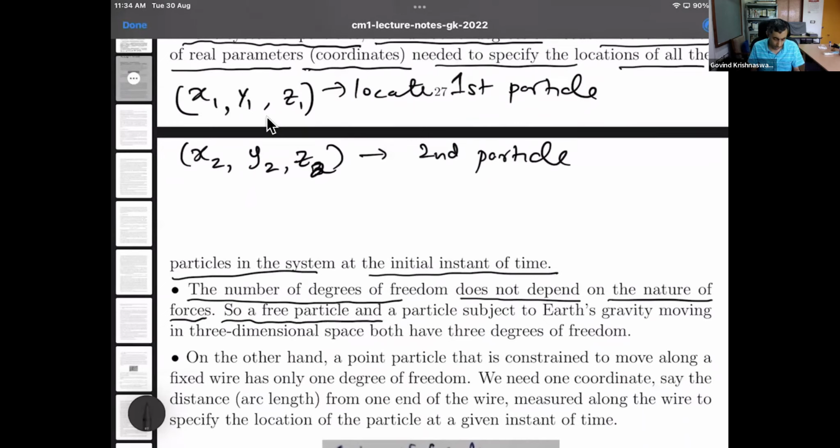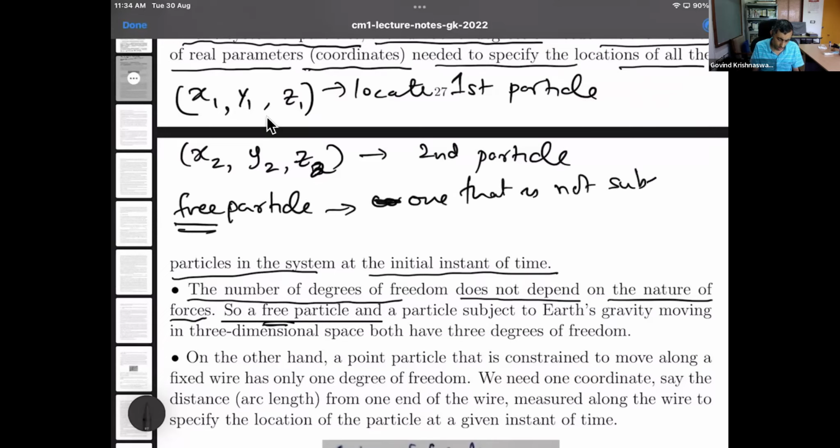So for a free particle, that is one that is not subject to any forces or external influences, that's what we mean by a free particle. That's a very valuable concept. A free particle is one that is not subject to any external influences.